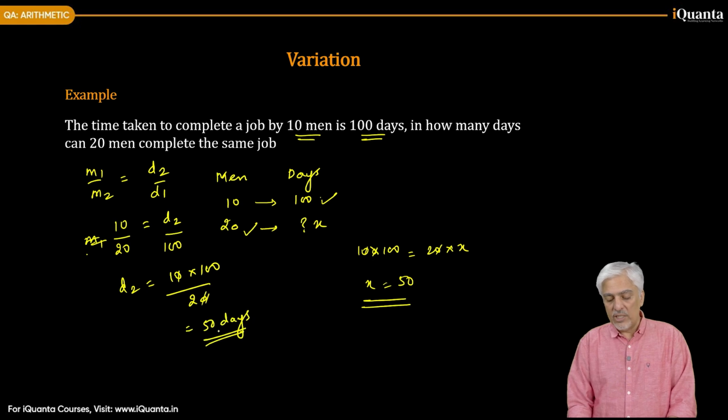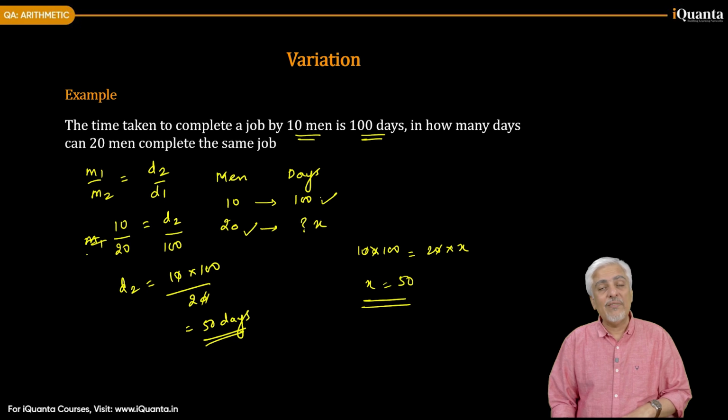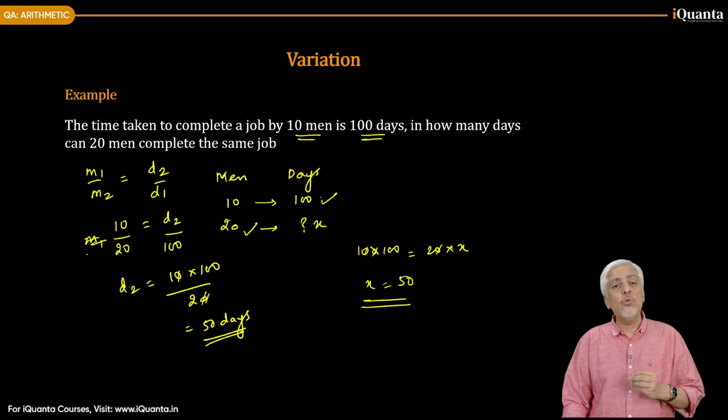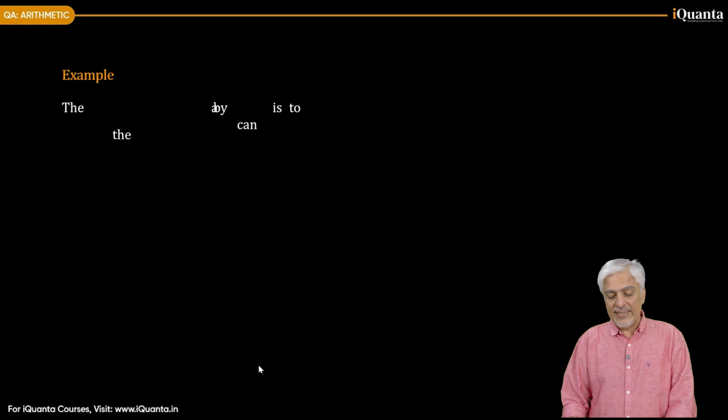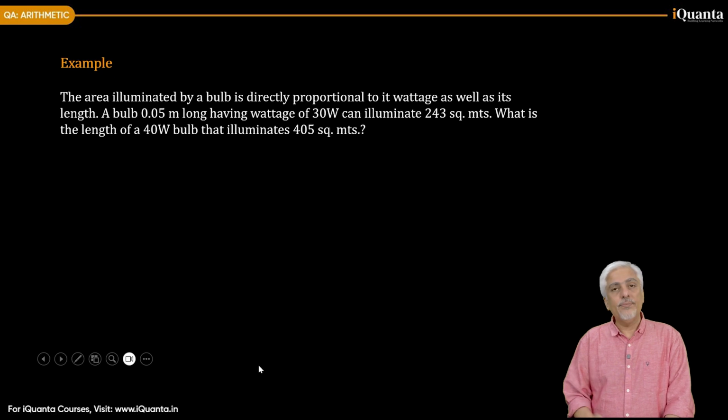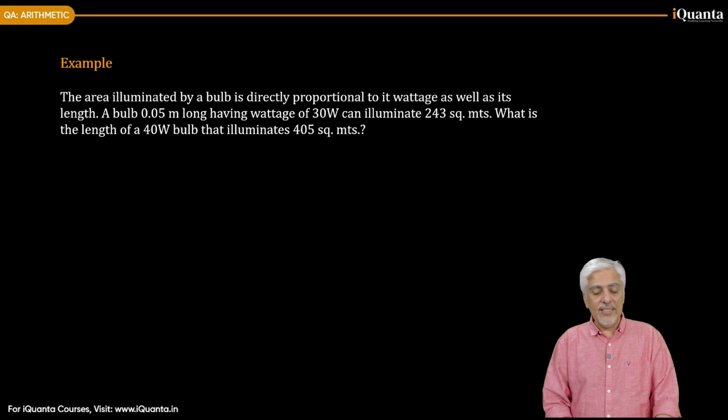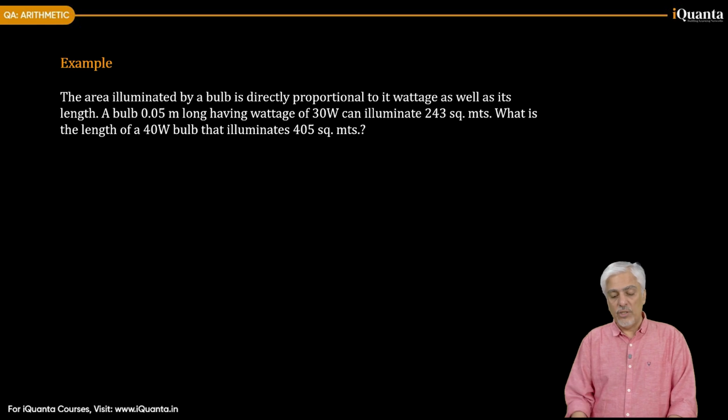So that is inverse variation, where if the number of men have increased, the time taken to do the same work has gone down, right? Let's now directly go to examples only and how variation is handled. So different examples will teach you different things.